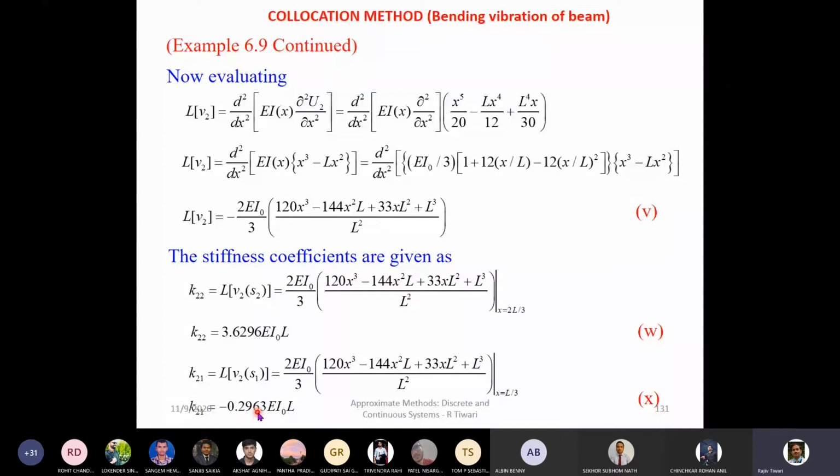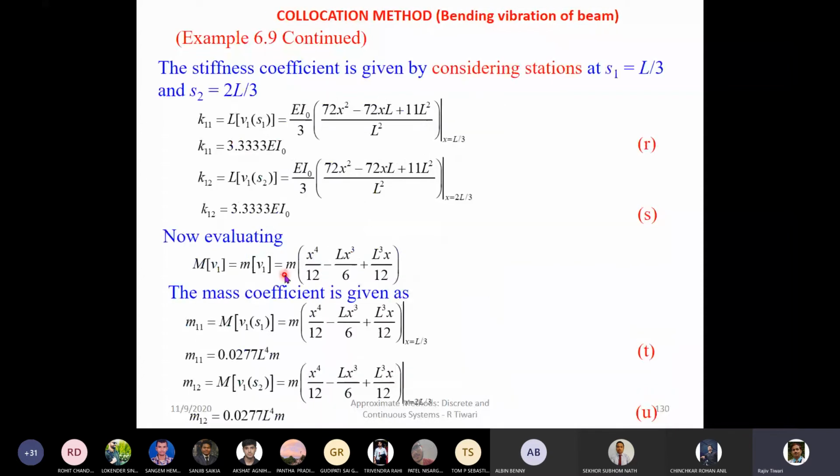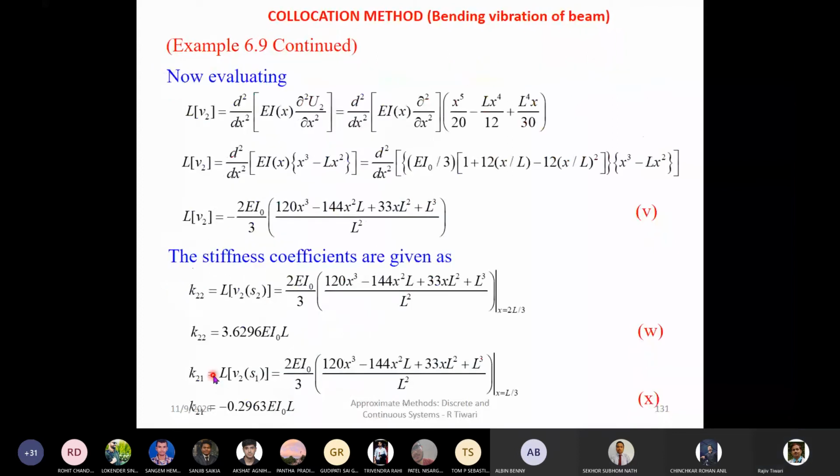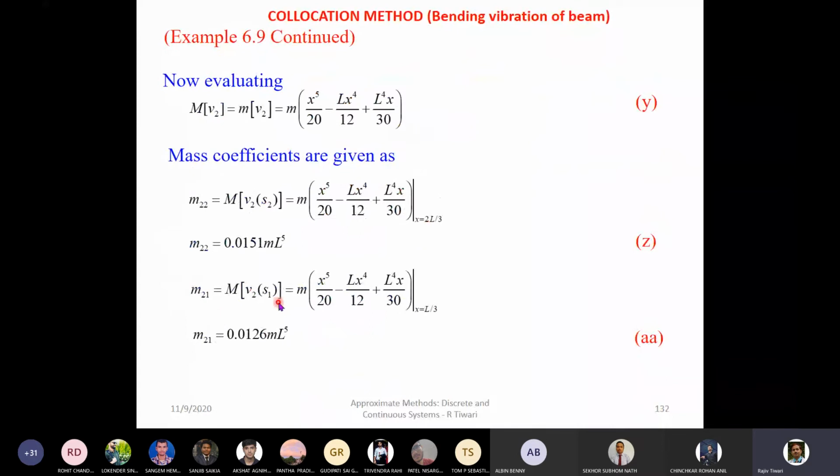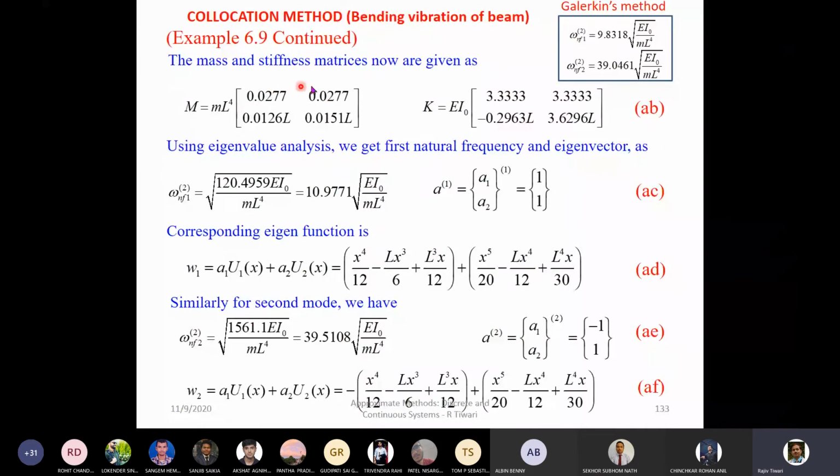On the same line, we will be having the mass coefficients. M11 is V1 S1, M12 is V1 and S2, and M21 again will be 2 and 1, and that will not be the same as M12. So these are the steps for the stiffness and the mass coefficients. You can see now they are not symmetric, and this gives difficulty, especially in the eigenvalue problem.